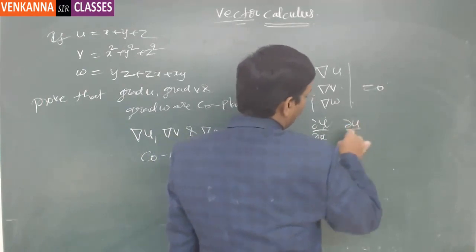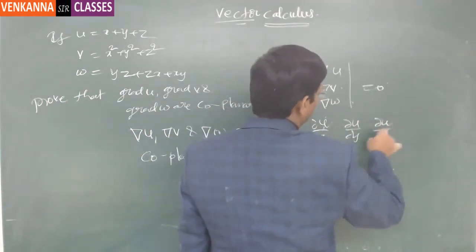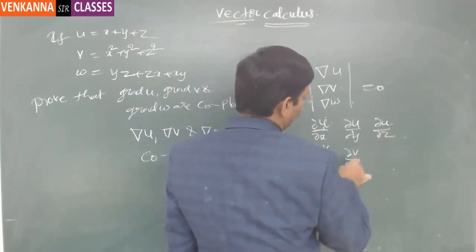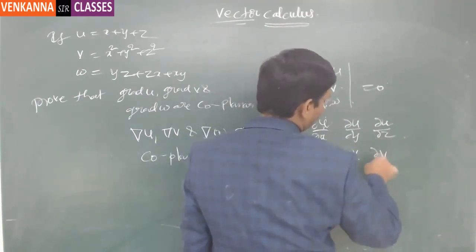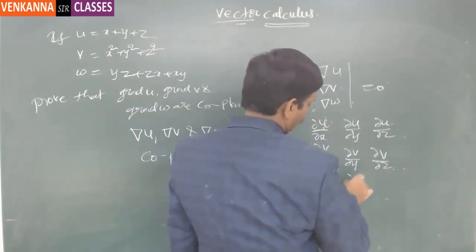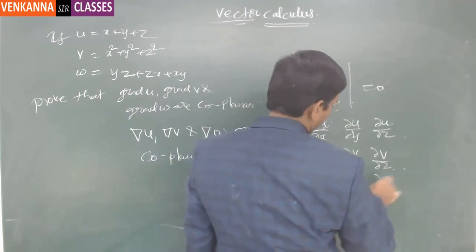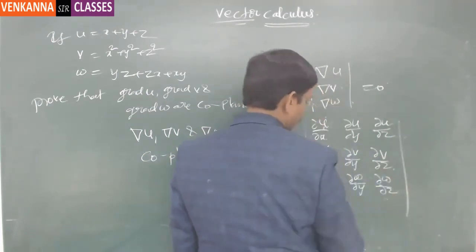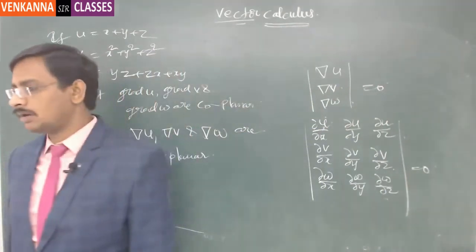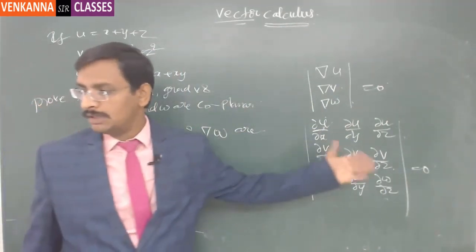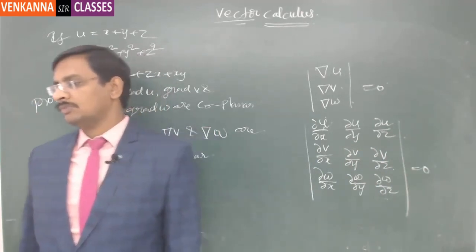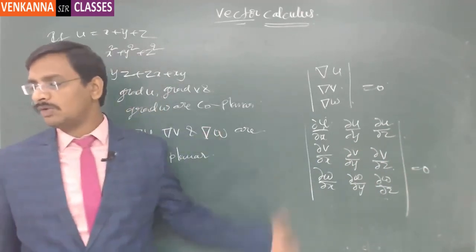So this is dou u by dou x, dou u by dou y, dou u by dou z, dou v by dou x, dou v by dou y, dou v by dou z, dou w by dou x, dou w by dou y, dou w by dou z. So this determinant should come out to be 0 to find whether these are coplanar or not. So for a coplanar set, this is going to vanish. Understood? Got it? So this you can do on your own.